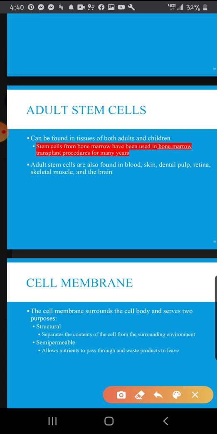Here's a test question. Stem cells from bone marrow have been used in bone marrow transplant procedures for many years. On the test, it's going to ask you about stem cells from something about bone marrow. That's the question: stem cells can be used or found in bone marrow.